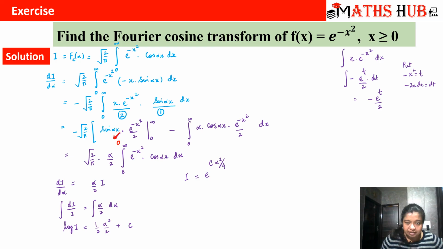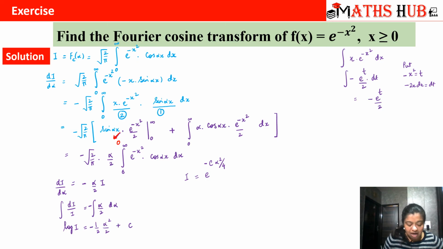Right. I think there would be a minus sign here, because when we integrate this term, there's already a minus, and when you integrate this term, there is again minus of e to the power minus x square by 2, right? So you will get a negative sign here. Just make these corrections. So you will get I is equal to c into e to the power minus alpha square by 4.